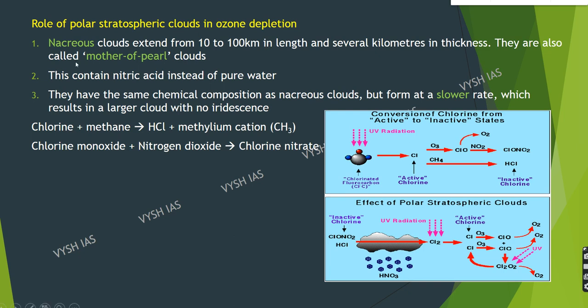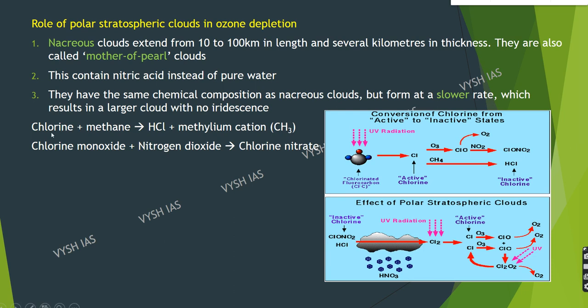The second type of clouds contain nitric acid instead of pure water. The third type of clouds have the same chemical composition as nacreous clouds but form at a slower rate, which results in a larger cloud with no iridescence. That is, they do not appear to change color.